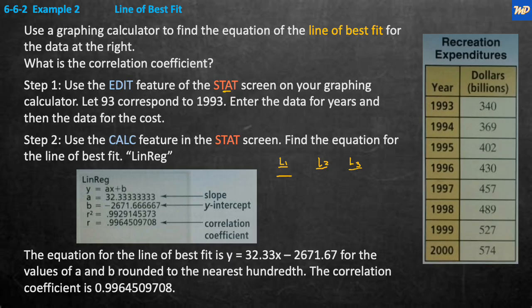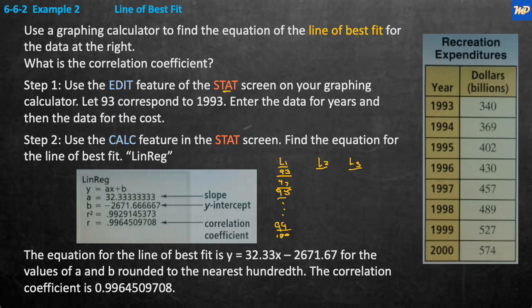They say let 93 correspond to the year 1993, and enter the data for the years, and then the data for the cost. So the first thing you're going to do is write 93 in the first one, and hit enter, and it'll move down, and then you write 94, and then move down again and write 95, and on down to the bottom, you're going to get 99, and then below that, 100. Okay, that's all of the years.